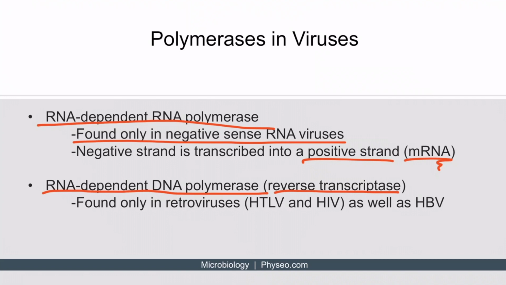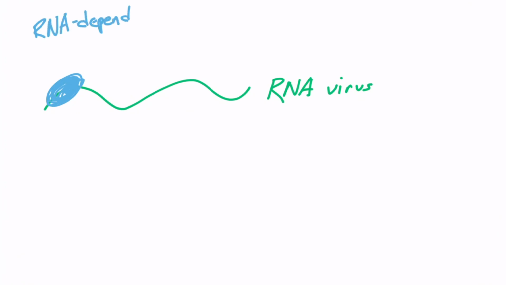And reverse transcriptases are found in retroviruses, for example, HTLV and HIV, as well as hepatitis B, which is not a retrovirus. In other words, there are 3 viruses that have reverse transcriptase, and they're all listed here. And I just want to prove to you that RNA-dependent DNA polymerase is the same thing as reverse transcriptase. So here's an RNA virus, and here's a polymerase, which is RNA-dependent DNA polymerase.